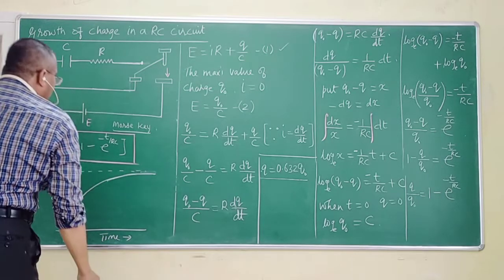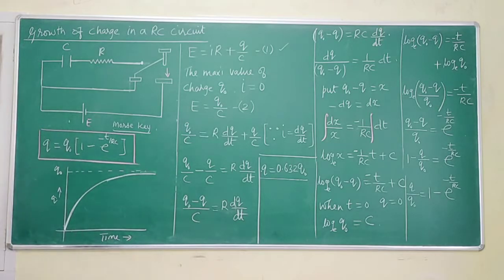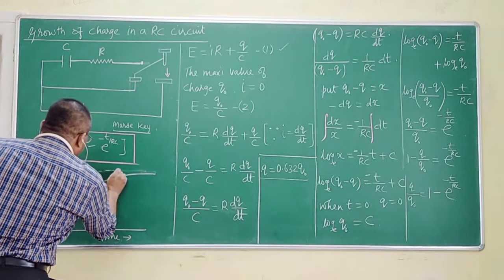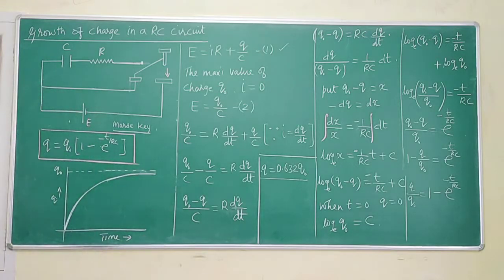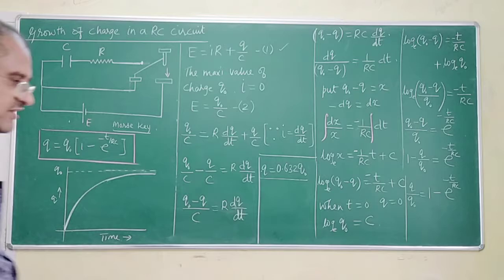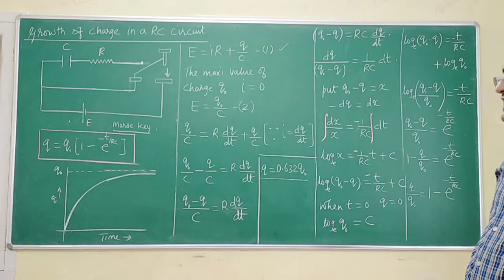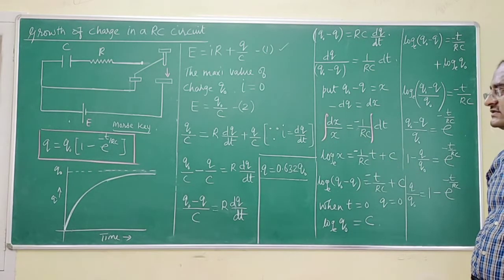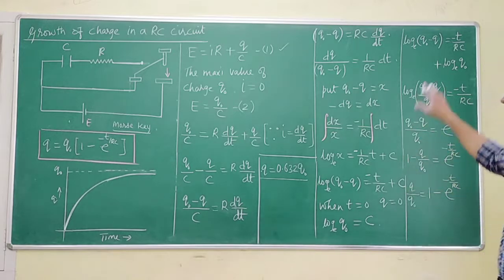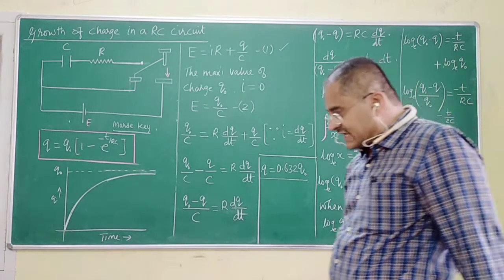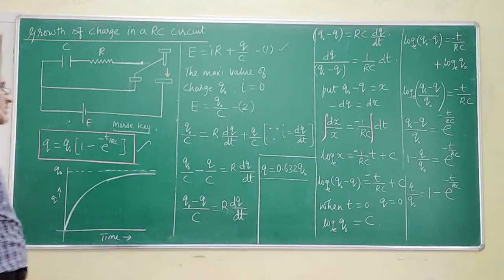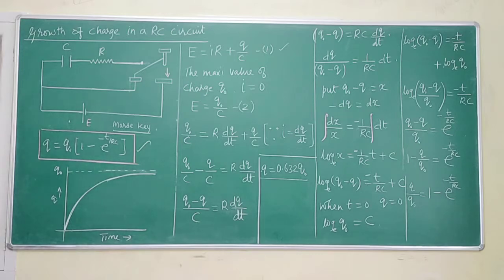Theoretically, it takes an infinite time to reach its maximum value. However, practically, in about 5 to 6 times its time constant, T equal to RC, it will reach its maximum value. Is that okay to you, sir? So this is how the expression for the growth of charge in an RC circuit is derived. If that is clear, we will discuss discharge of a capacitor in an RC circuit.